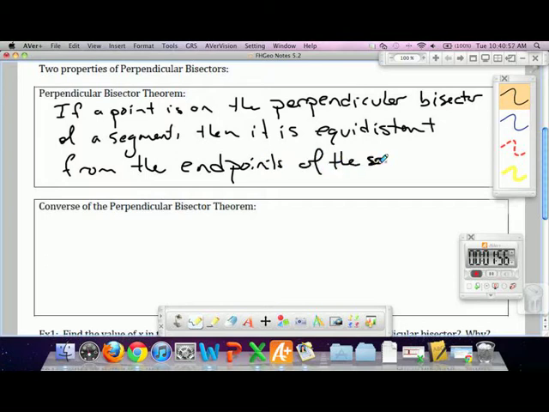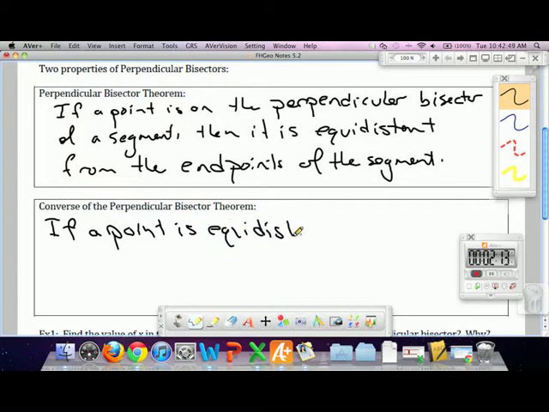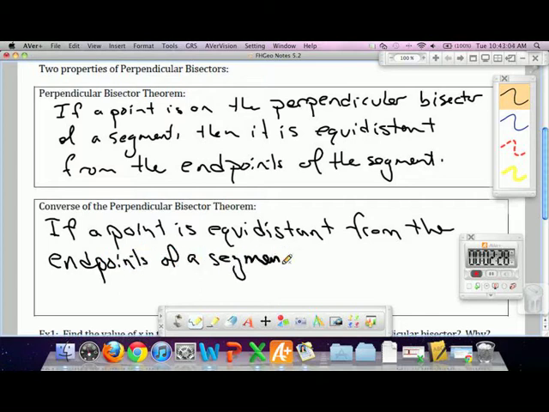As I mentioned just a second ago, the converse is also true. If a point is equidistant from the endpoints of a segment, then it is on the perpendicular bisector of the segment.